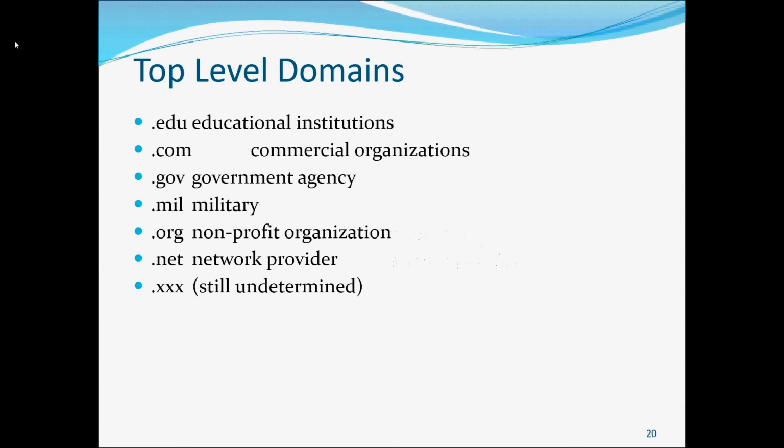Now here are examples of top level domains: edu, com, gov, mil, org, net, and although at the time the slide was made, there was already the .xxx, well, it was still undetermined. Now actually it exists, and there's also a lot of others. .asia I recently saw online, and there's some specific for specific countries or specific, I guess, hemispheres.